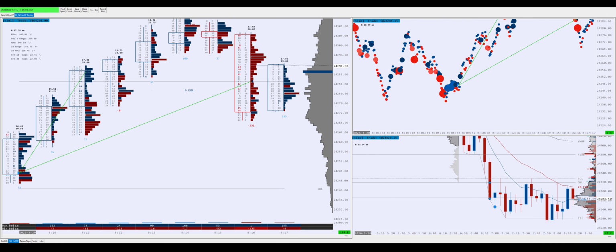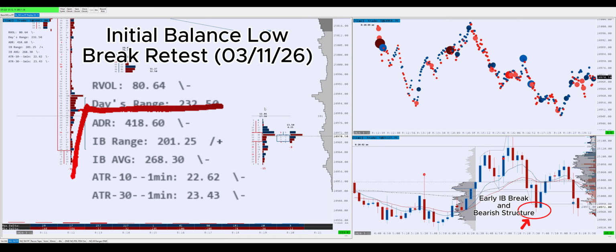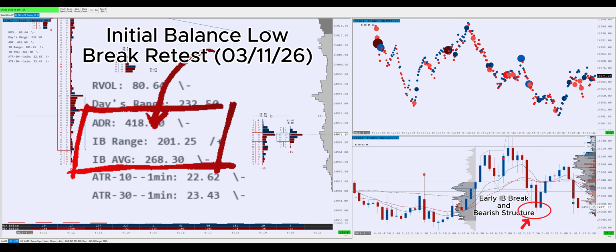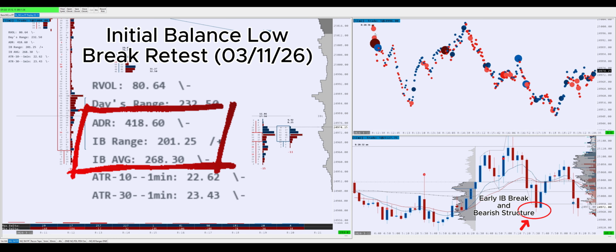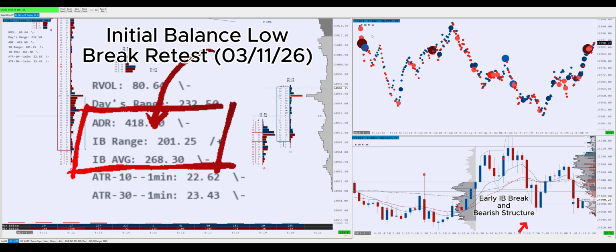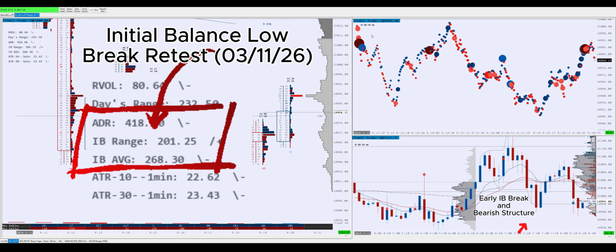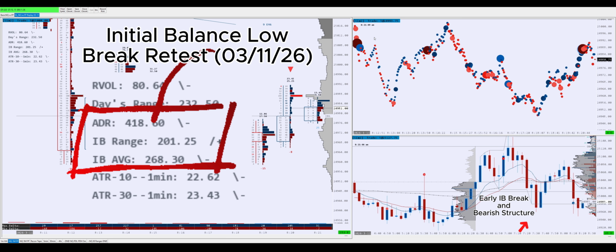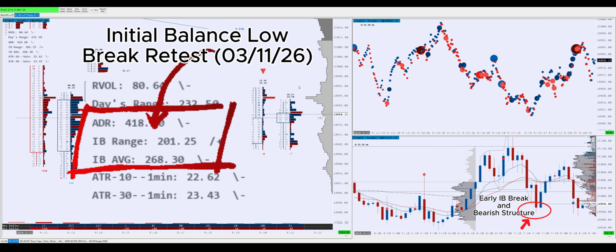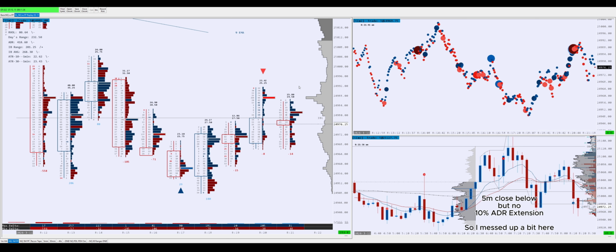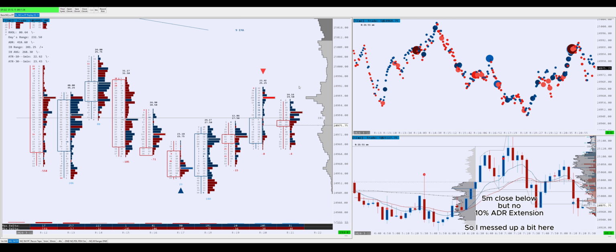So that's the trade. All right, let's look at another example where the IB range of 201 is smaller than the IB average of 268. This is telling me that the day has some potential to extend. And when I look at the IB range of 201 compared to the ADR of 418, ADR being the average daily range, I'm seeing that there's definitely some room to expand away from IB.